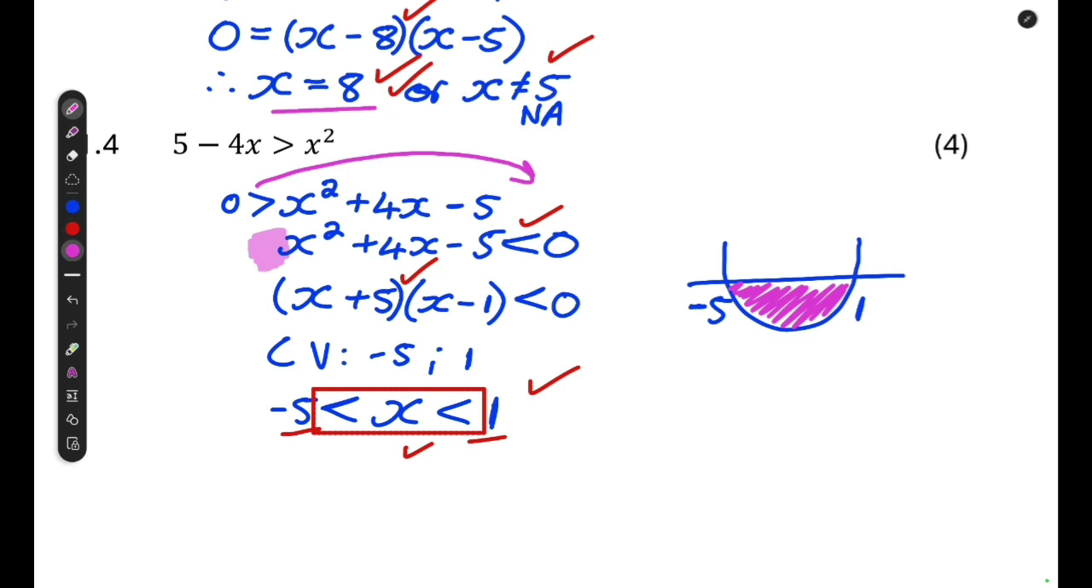Just to tell you, there's an alternate format you can use, the interval notation format. So I can say x is an element of (-5, 1), both round brackets. You can write it in either one of those formats, but make sure you are comfortable with square brackets and round brackets and whatever is necessary for that sum. Okay, so that was 4 marks.